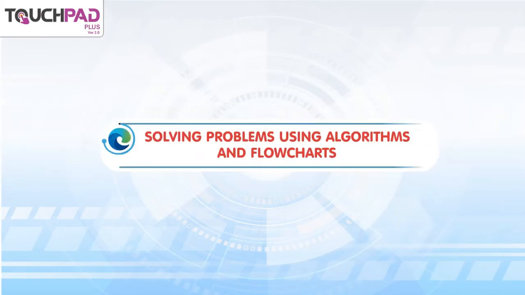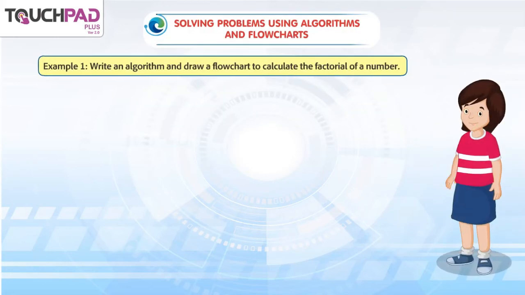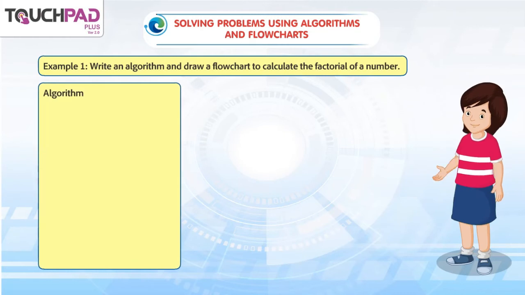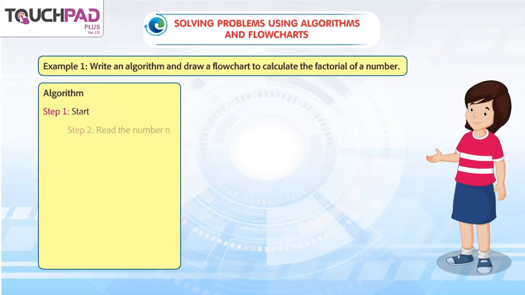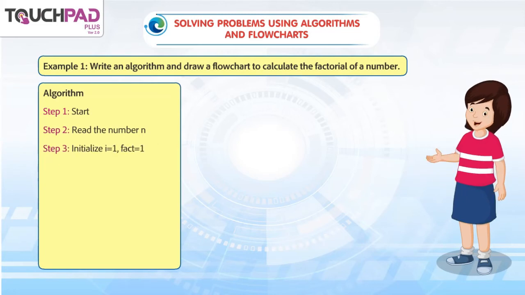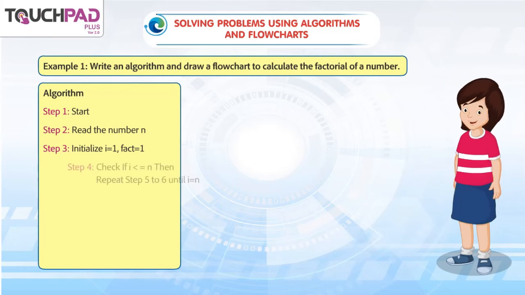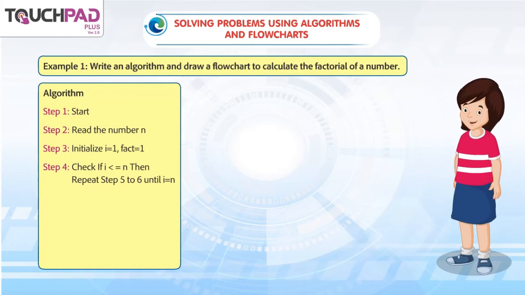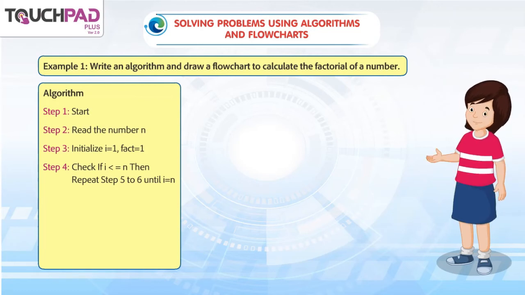Solving problems using algorithms and flowcharts. Example 1. Write an algorithm and draw a flowchart to calculate the factorial of a number. Algorithm. Step 1. Start. Step 2. Read the number n. Step 3. Initialize I is equal to 1, fact is equal to 1. Step 4. Check if I is less than or equal to n. Then repeat step 5 to 6 until I is equal to n.